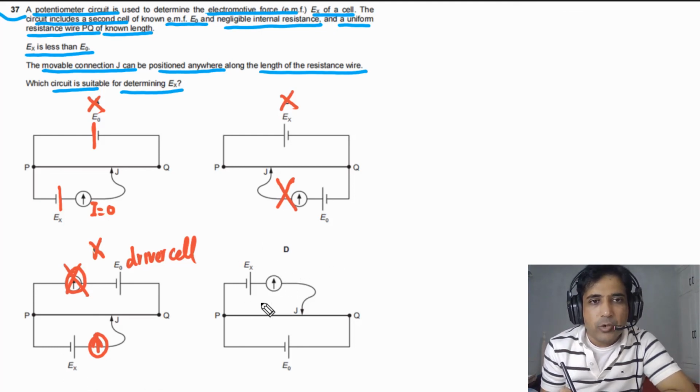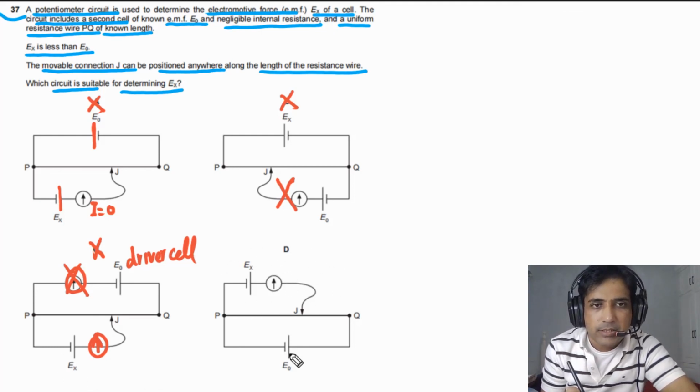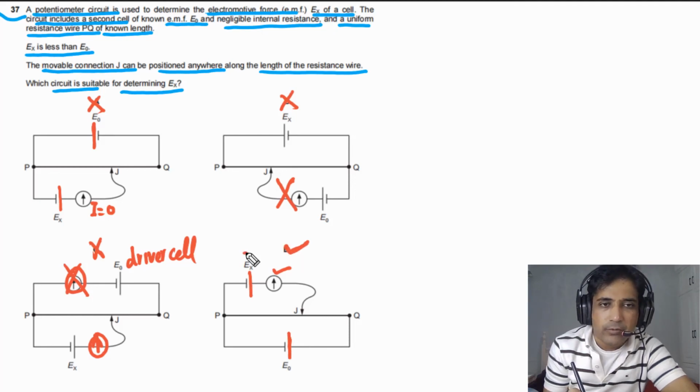Now if you look at option D, or you can say circuit D, in this case the galvanometer is connected in series with X. This is right. And the positive terminal of X is connected with the positive terminal of E0. So this circuit is a suitable circuit to find the value of EMF of cell X. So our answer for this question is D.